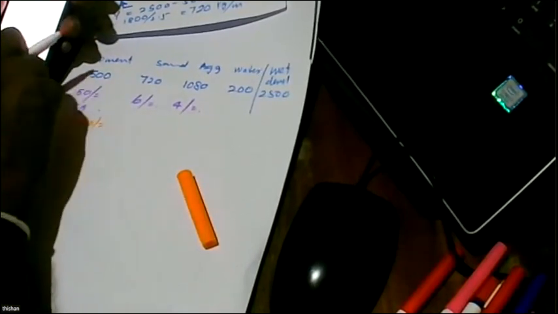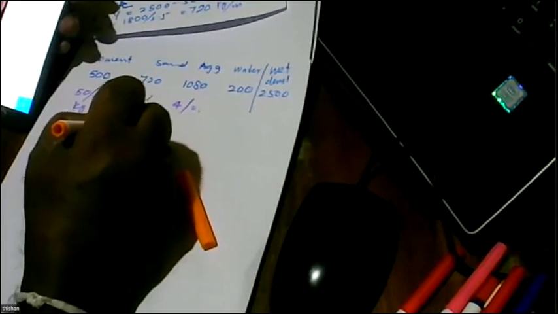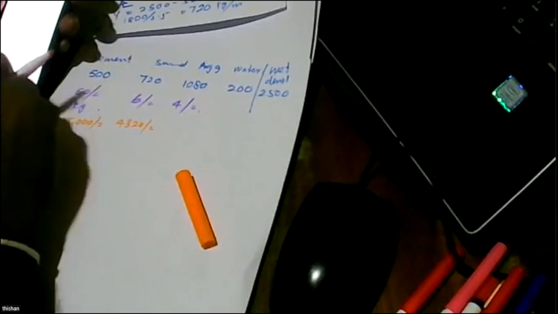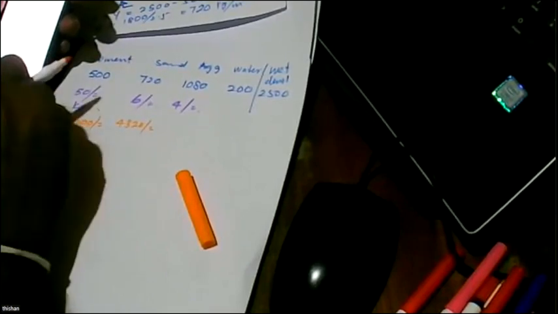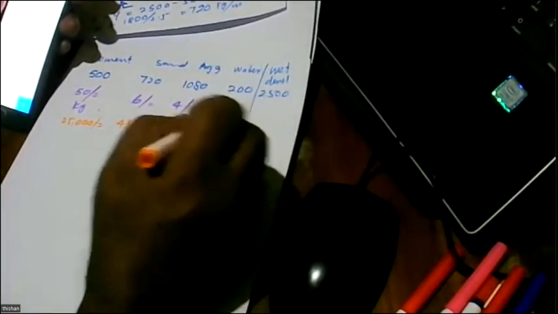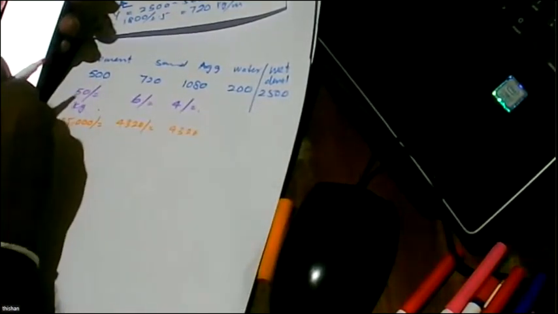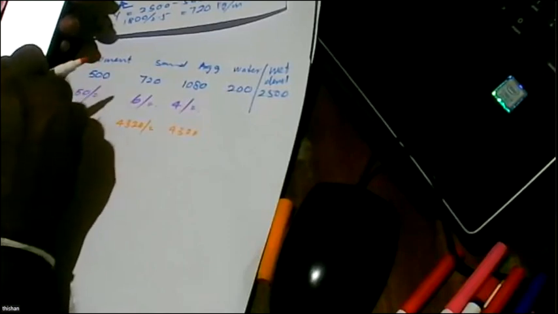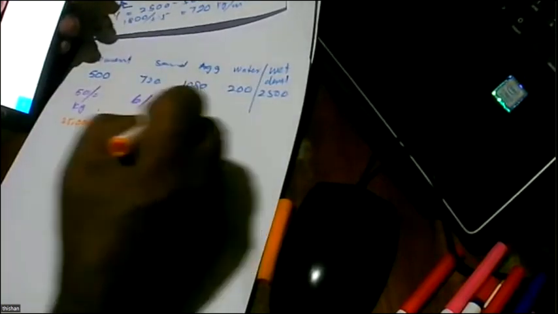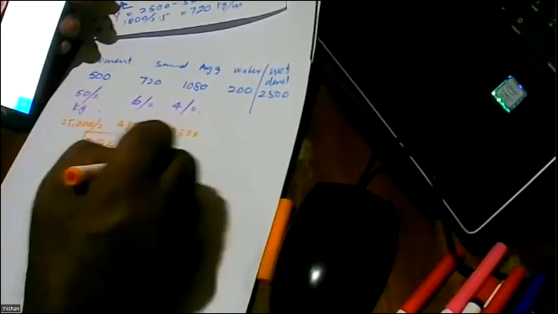And then we get 720 multiplied by 6. So we get 4,320. And we get 1,080 multiplied by 4. We get 4,320. And water, we'll forget about that. And then the cost will be 25,000 plus 4,320 into 2. 33,640 for material alone.